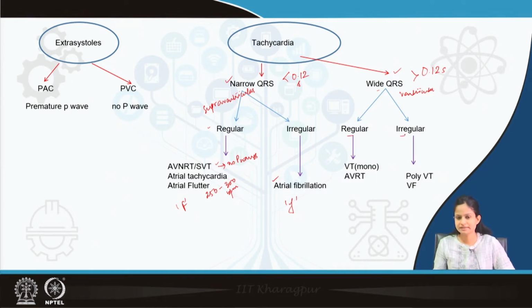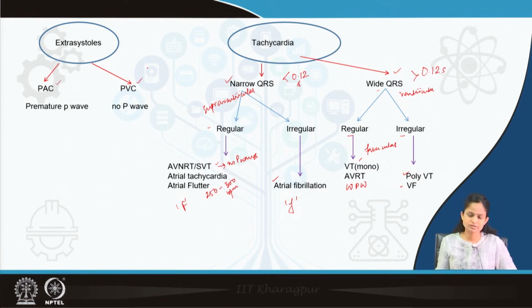Regular wide QRS complexes we tend to see in monomorphic ventricular tachycardia, monomorphic VT, for example fascicular VT, and also in atrioventricular reentrant tachycardia or Wolff-Parkinson-White syndrome. Irregular wide QRS complexes we usually see in polymorphic VT, like long QT syndrome, Brugada syndrome, and ventricular fibrillation. And extrasystoles are mainly of two types, that is premature atrial beats and premature ventricular contractions.